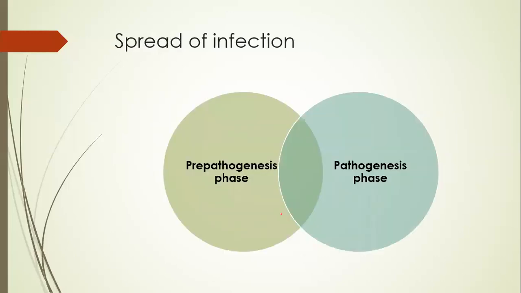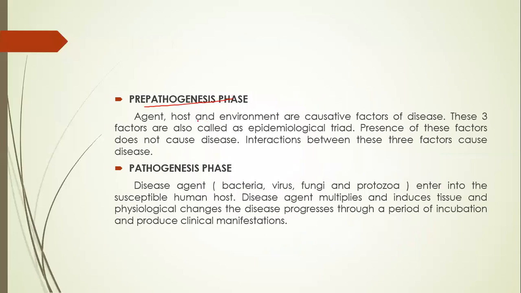Then the spread of infection, how infections can spread from one person to another. It includes two phases: the pre-pathogenesis phase and the pathogenesis phase. Pre-pathogenesis phase means agent, host, and environment are the causative factors of disease. These three factors are collectively called the epidemiological triad. If you draw a triangle, the three points are agent, host, and environment.